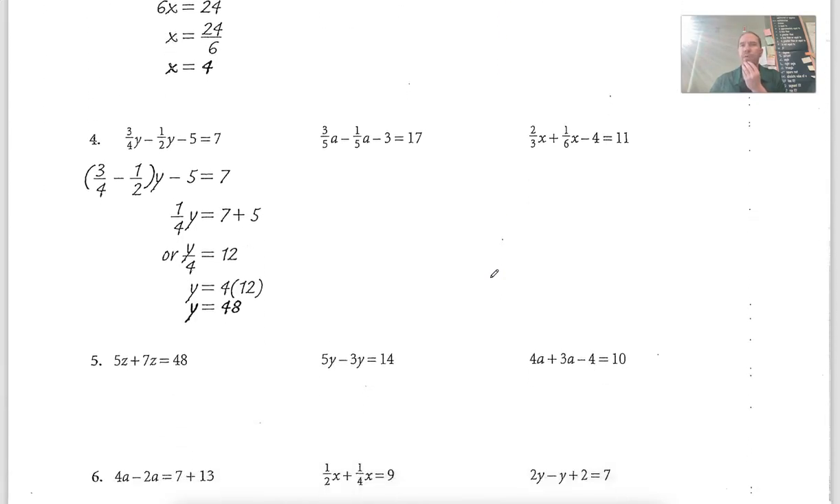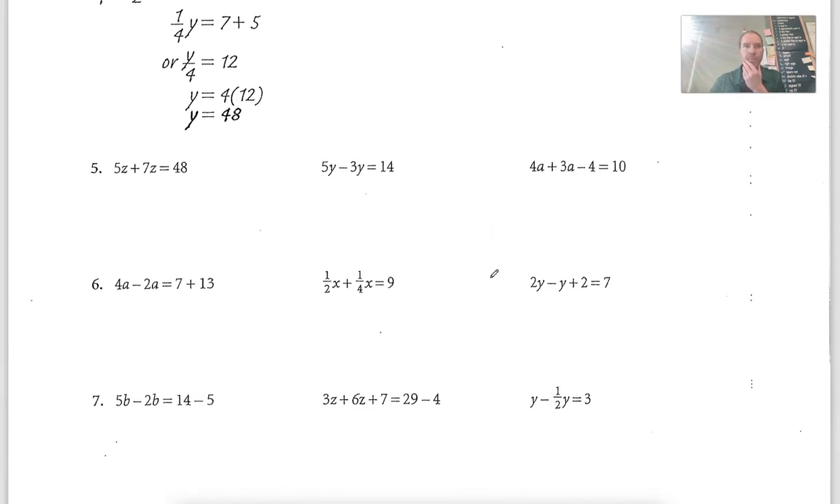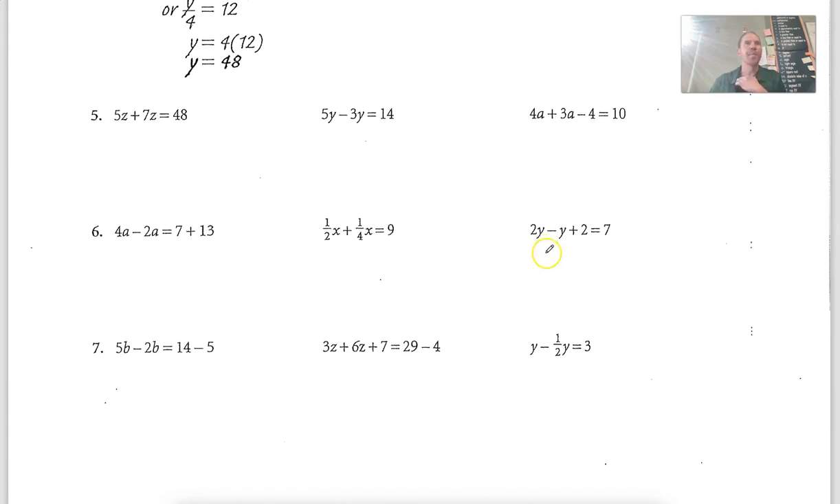I think I'll do a couple towards the bottom here. For number 6, I'm going to do the first and the last in number 6, the first row and the last row there. All right, looking at the first problem in row 6 here.